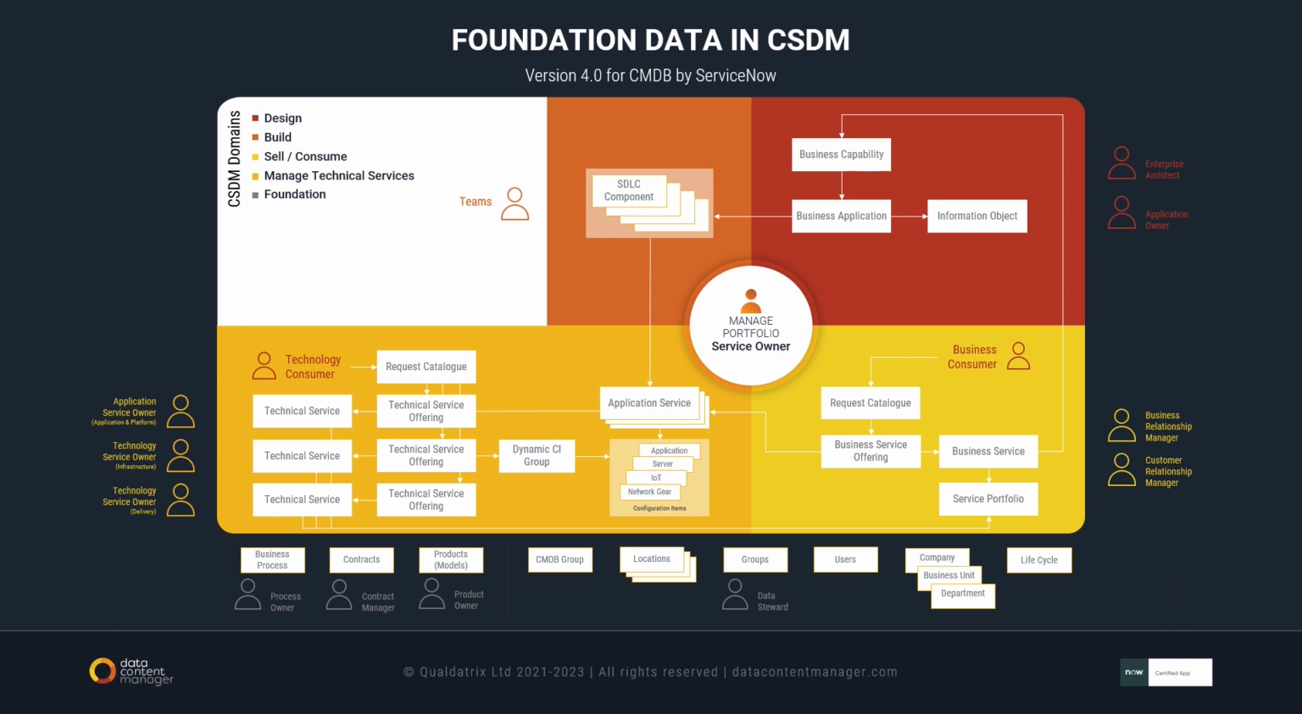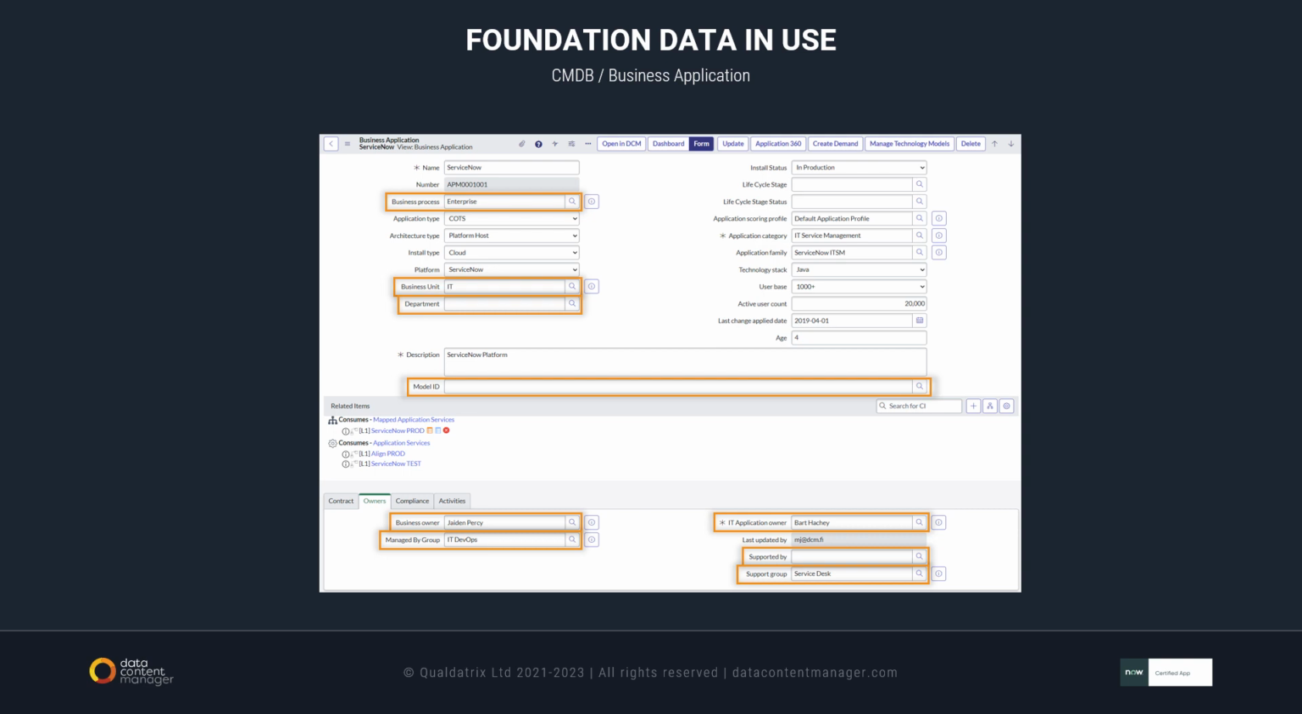Sure thing. So let's look at one example from the CSDM or business applications class. So here you see the standard business application form view, and the highlighted attributes are all references to foundation data. So there are business processes, models, departments, users, and groups. Okay, I see. So you can't really think about foundation data as a separate thing. It's kind of embedded into everything. It seems like we look at the form and half of it is actually foundation data when you're not really thinking about it as necessarily being it.